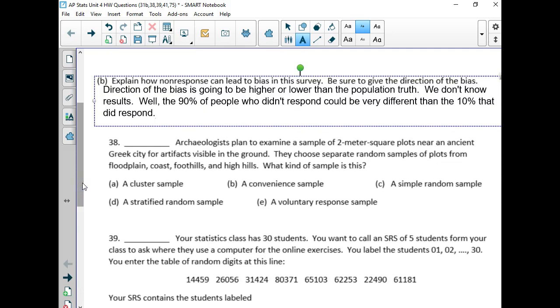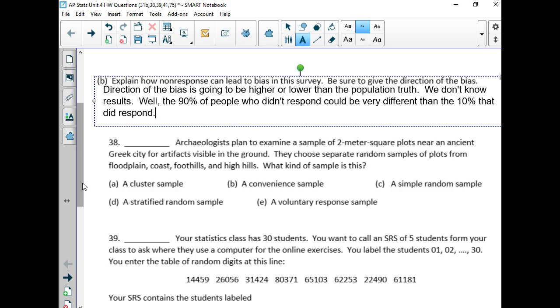Number 38, archaeologists plan to examine the sample of 2-meter square plots near an ancient Greek city for artifacts visible in the ground. They chose separate random samples of plots from floodplain, coast, hills, foothills, and high hills. What kind of sample is this? A cluster sample is that advisory, okay? So that would be where I have the different advisors in a hat. I pull out 5 advisory teachers.